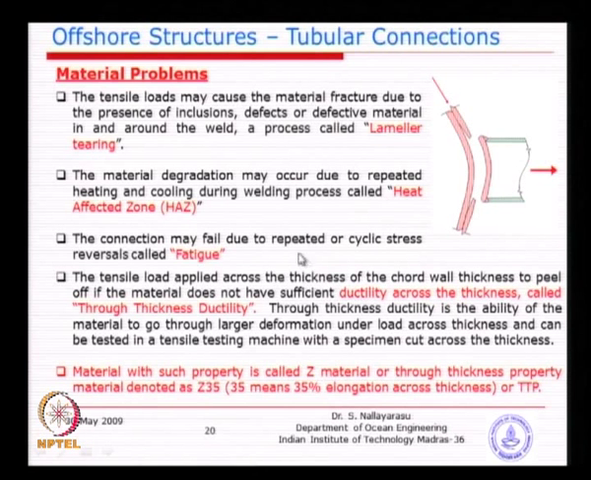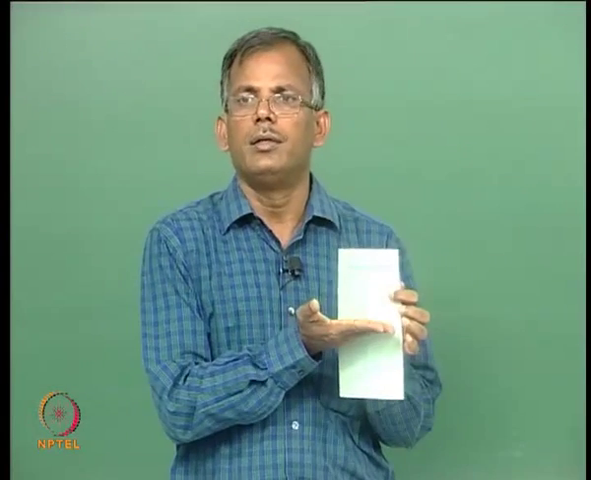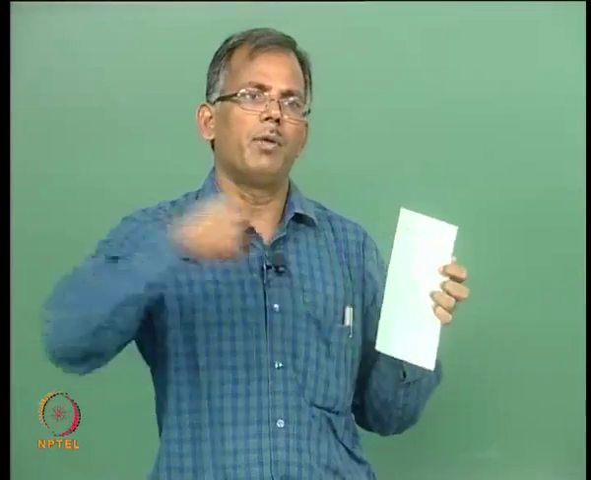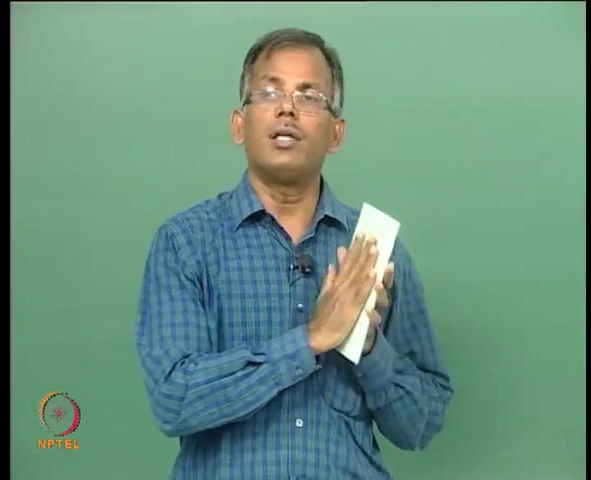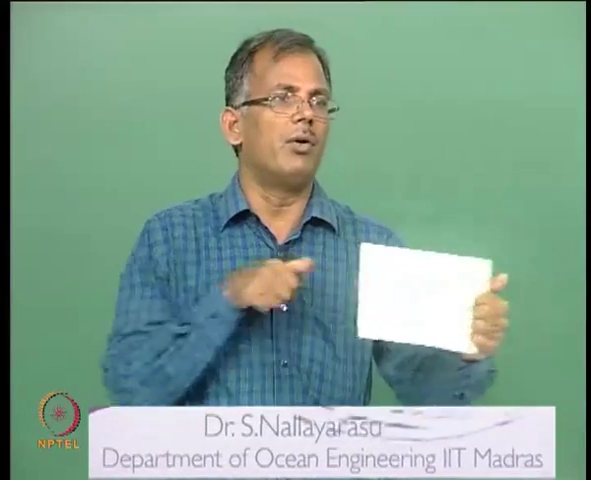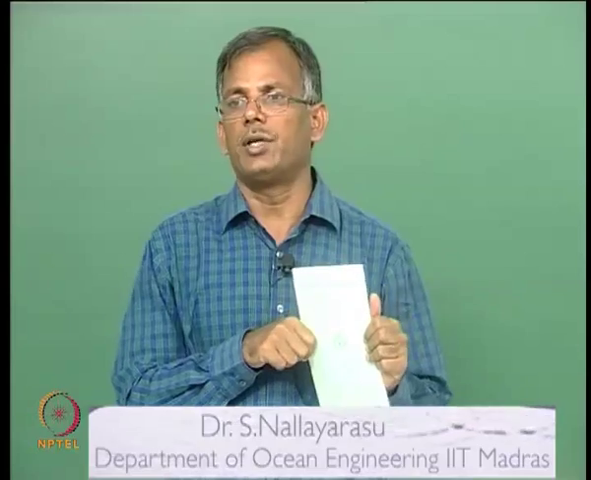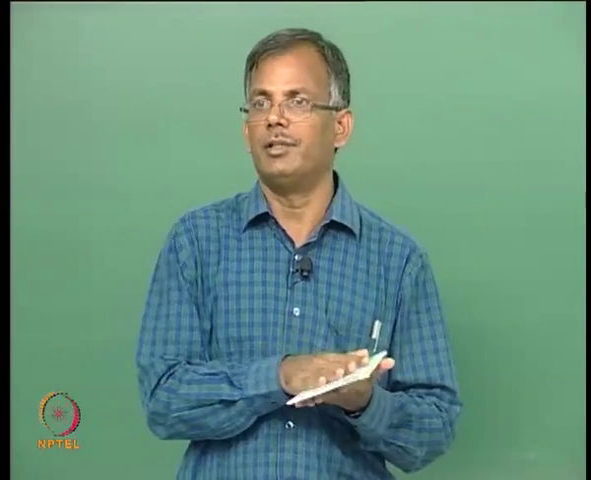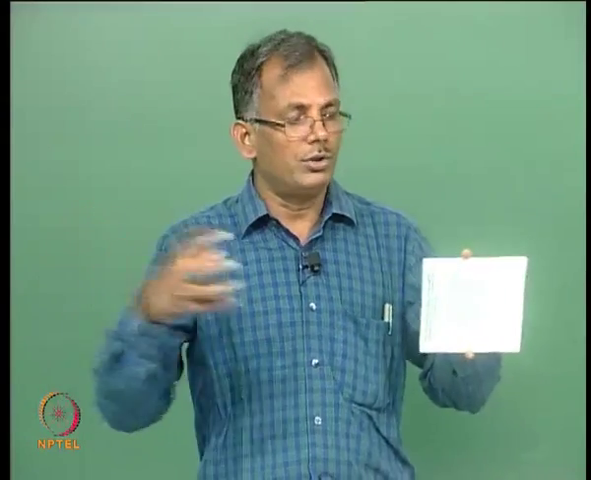Now, one important aspect of the material we have to see in this connection: always remember when you weld a plate perpendicular to the plate surface and try to pull out, what will happen? Across the thickness the load is applied. Normally the plate is very strong when the load is applied along the length or width direction, because the plate has grain direction aligned along the length or width.